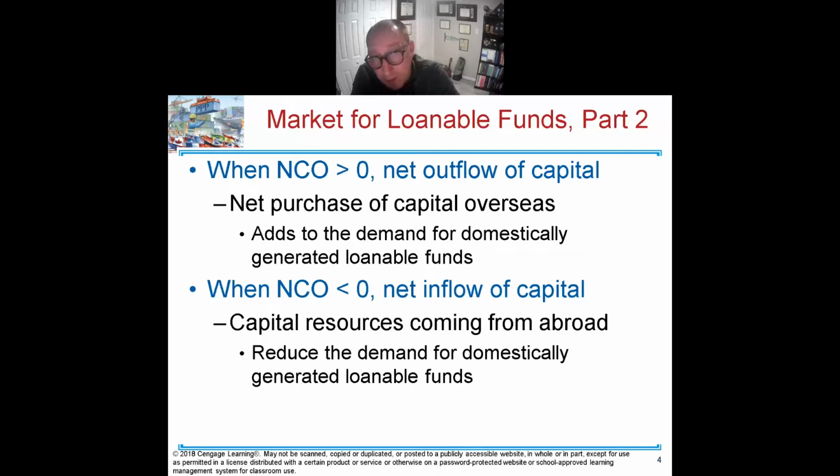When net capital outflow is less than zero, we have resources coming in from abroad. It reduces the demand for domestically generated loanable funds. So, easy way to think about this. When net capital outflow is greater than zero, we have higher demand for loanable funds. When the net capital outflow is less than zero, we have less demand for loanable funds.